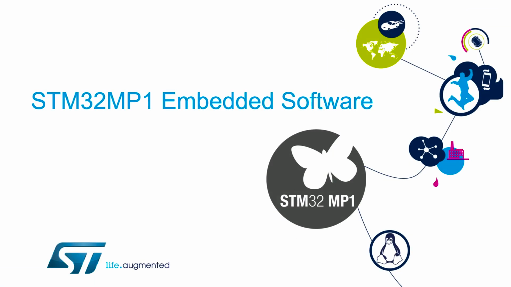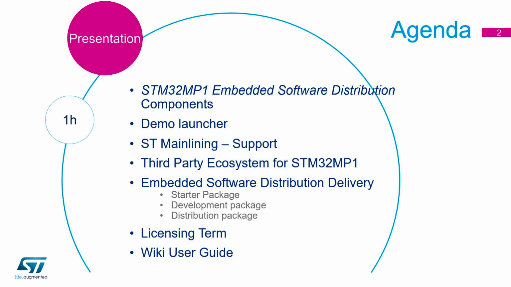Okay, so we've already seen all the hardware of the MP1, so we're now going to have a look at the embedded software that's available for the MP1. There's quite a bit of information to get through here in this set of slides. We're going to have a look at the embedded software distribution components, and at that demo launcher you saw in the first hands-on, to show you how it uses all these software components.